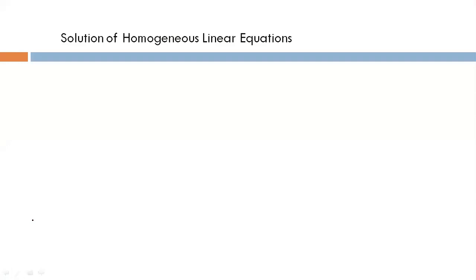मैंने आपको बताया था कि होमोजेनियस सिस्टम that is in the form of AX equal to null matrix। आप मेरा लेक्चर 8 फॉलो कर सकते हैं इसके लिए, where A is an m cross n coefficient matrix, X is our solution matrix of order n cross 1, and O is an m cross 1 null vector.